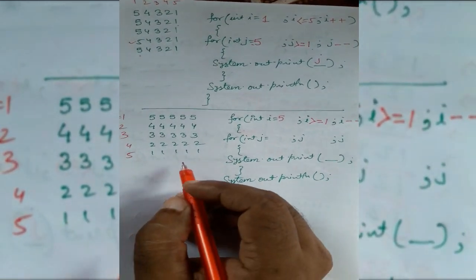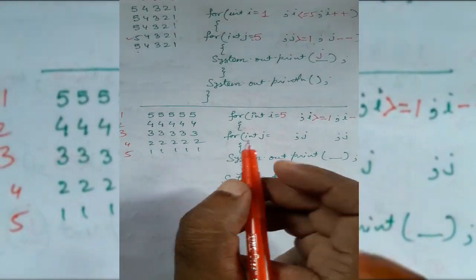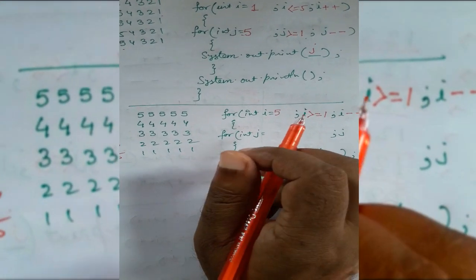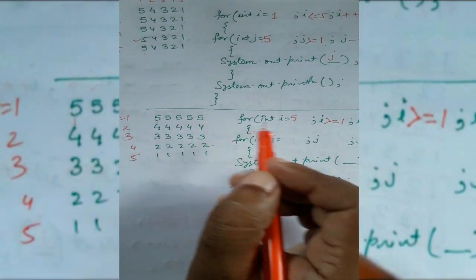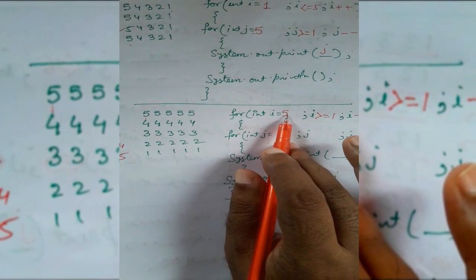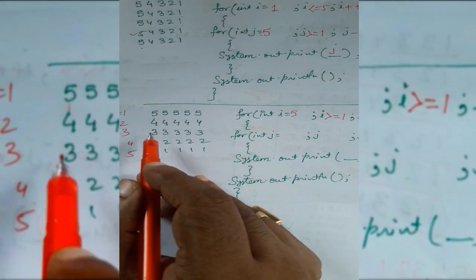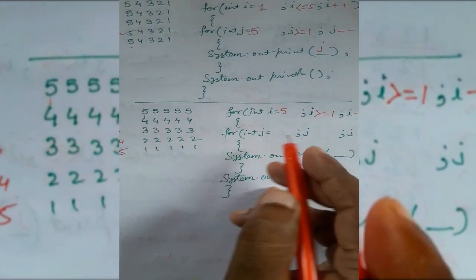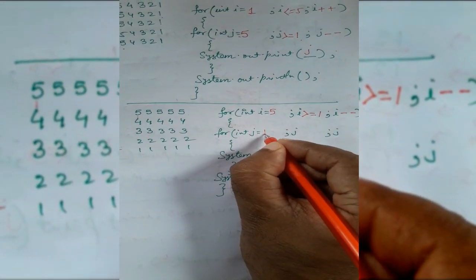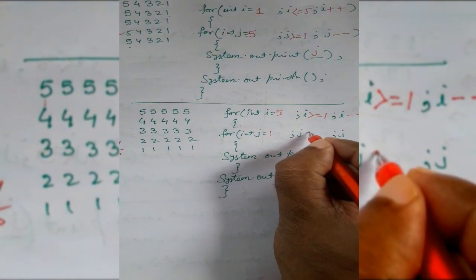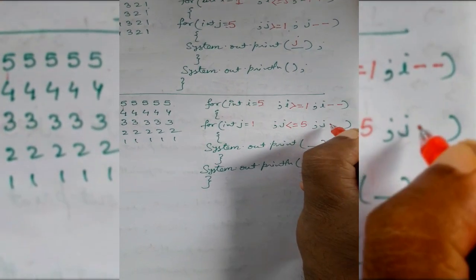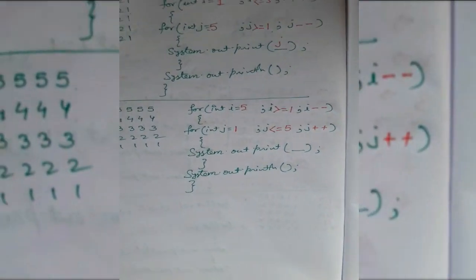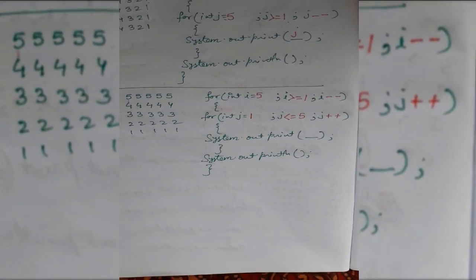Now the inner loop. Every time when the value of I is 5, how many times will J execute? 5 times. When the value of I is 4, it will execute 5 times, then 5 times, here also 5 times, every time it will be 5 times. So here we will write J equals to 1, J less than or equal to 5, and J plus plus, no change.